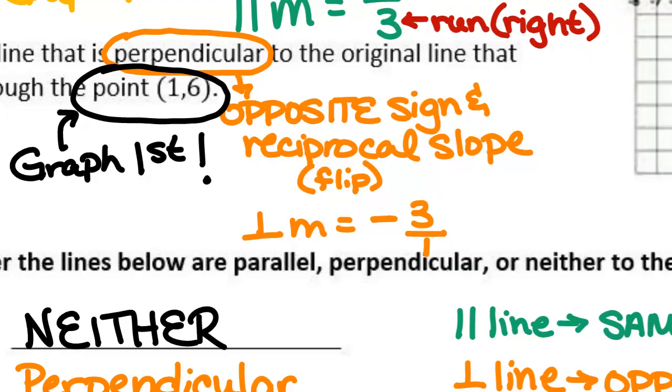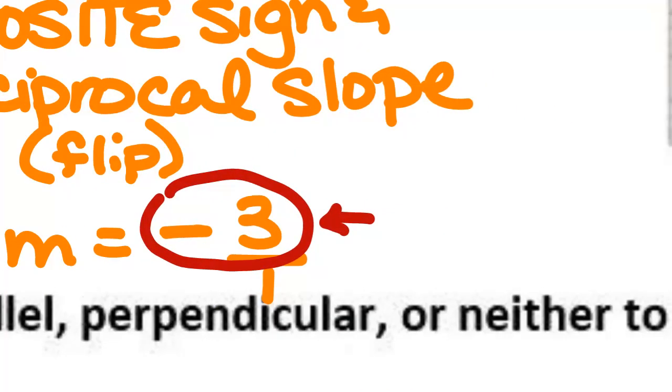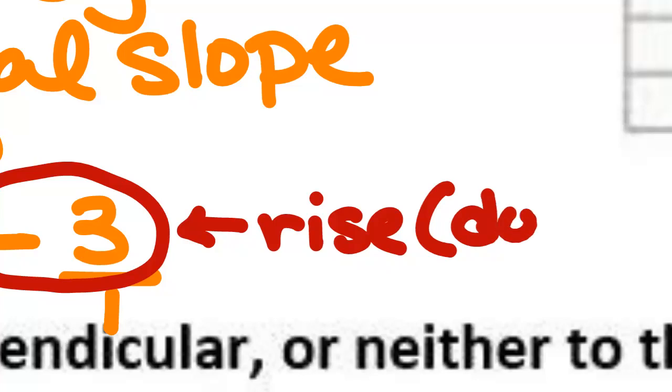When I'm doing rise over run, I have one negative sign. That one negative sign either goes with the top or it goes with the bottom, but not both, because you only have the one. I'm going to put the negative sign with my numerator. So that makes -3 my rise, which means I'm actually going to be going down.